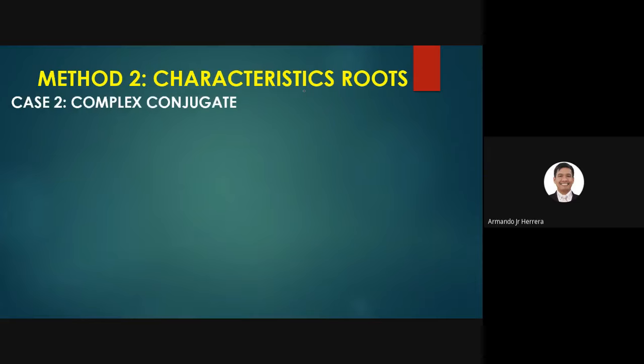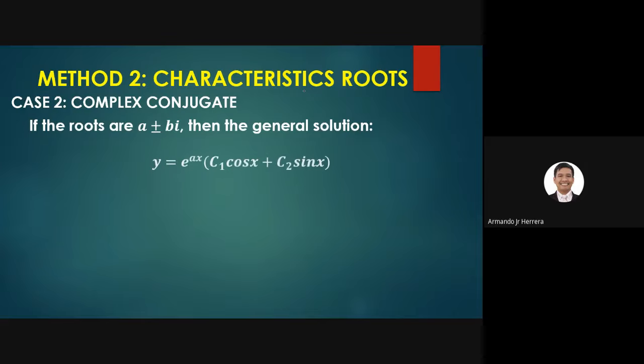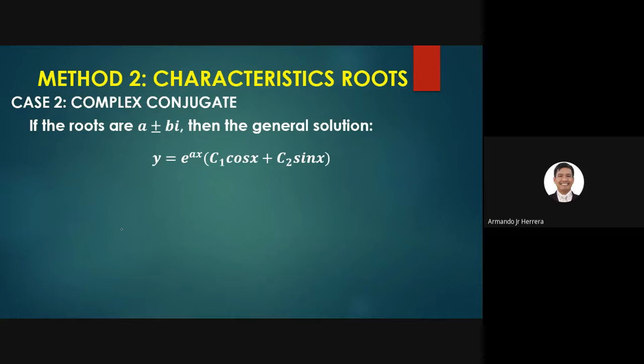So how about complex conjugate yung roots? So if the roots are a plus bi, then the general solution y is equal to e^(ax) times (c1 cosine bx plus c2 sine bx). So paano ba natin ito nakuha?